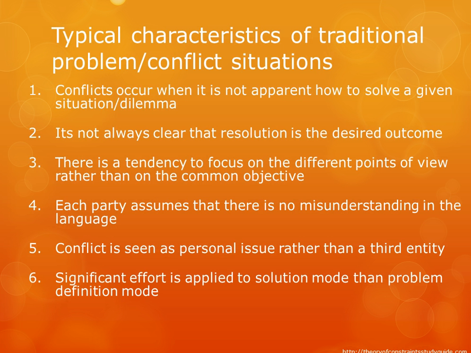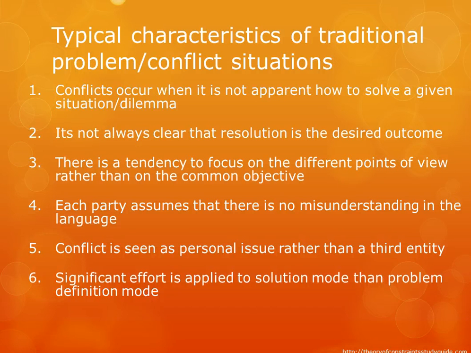So what are some of the typical characteristics of problem or conflict situations? Well, I've listed 6 of them here as the ones that are probably most noteworthy. The first being that conflicts occur when it's not apparent how to solve a given situation or dilemma. So we all know this to be true, that it might be that there is a solution available, but the parties involved in the conflict aren't aware of what that solution might look like. So the conflict occurs simply through that lack of knowledge.